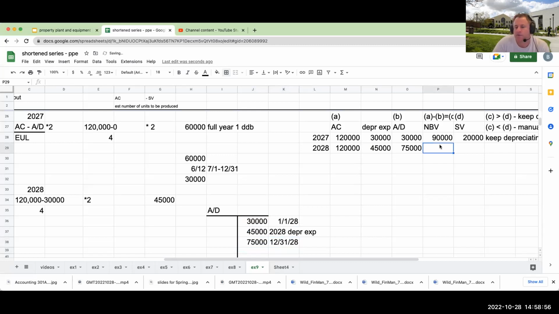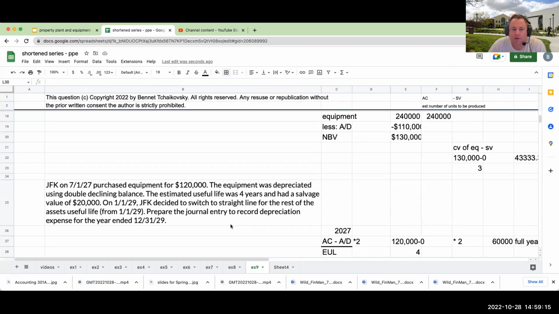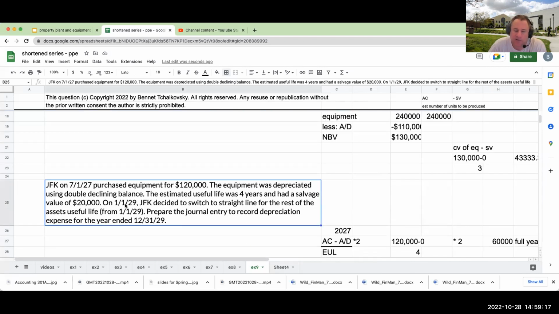Okay. So now my net book value over here is at 45,000. My salvage value is at 20,000. So I can keep on depreciating. The first thing I have to do in this type of question is to ask myself, can I go through and continue to depreciate the asset? Now, what it says to me is, on 1/1/29, it decided to switch to straight line for the rest of the asset's useful life.